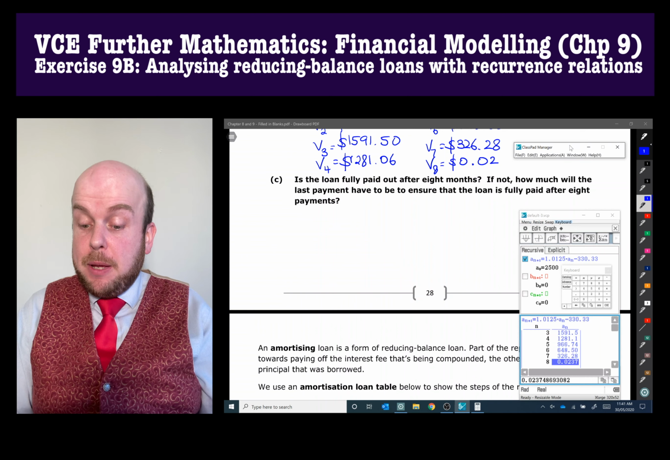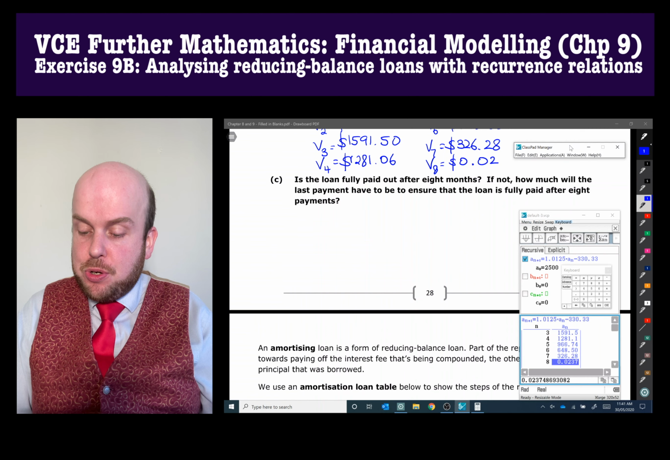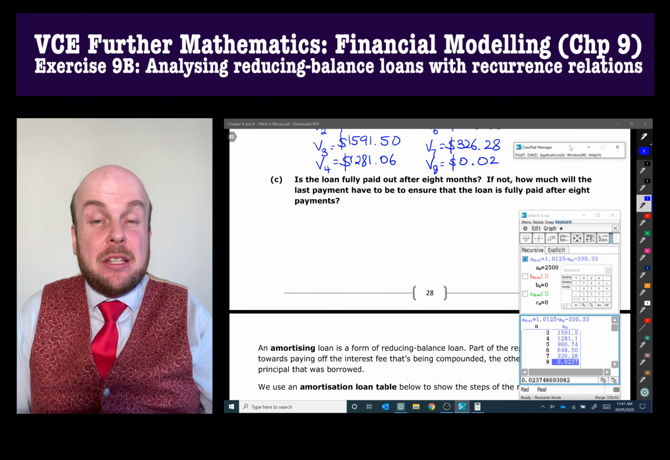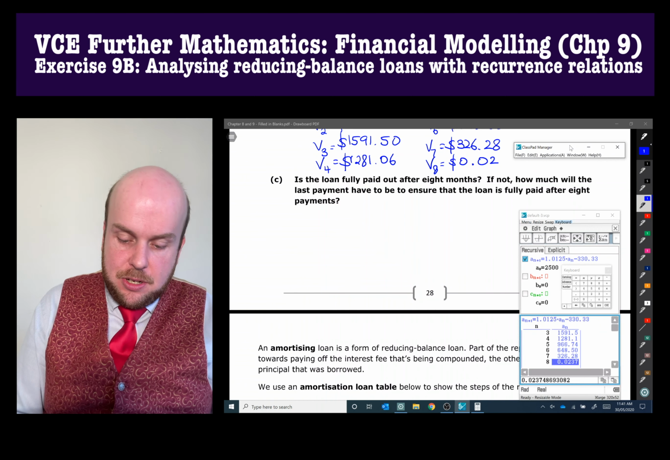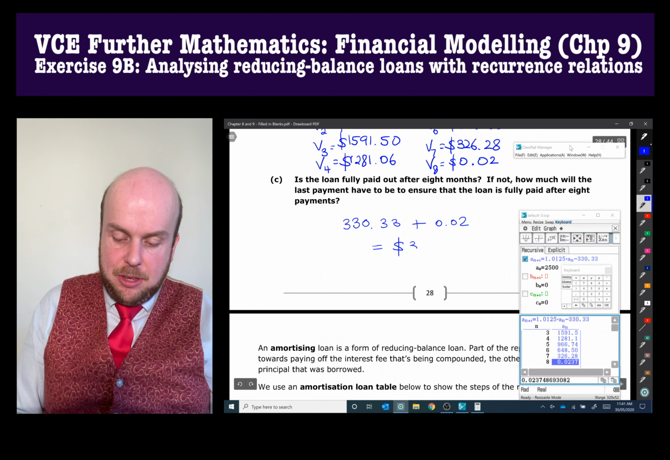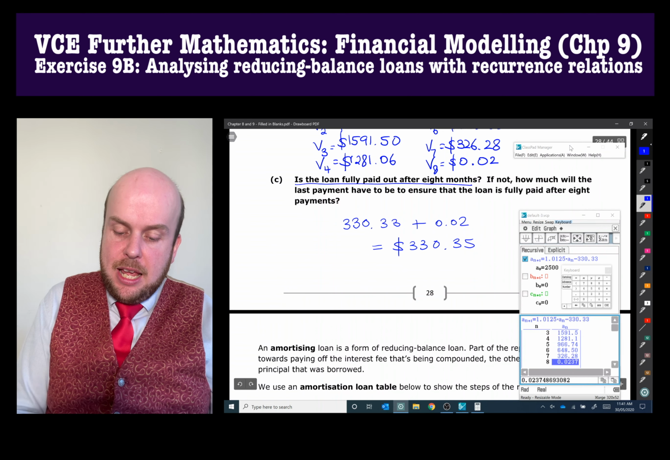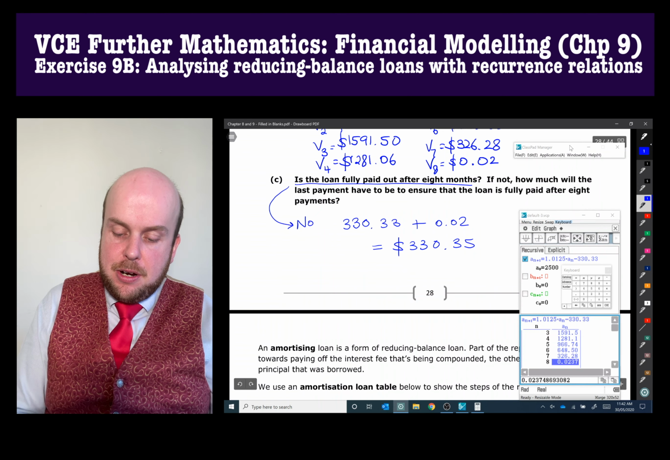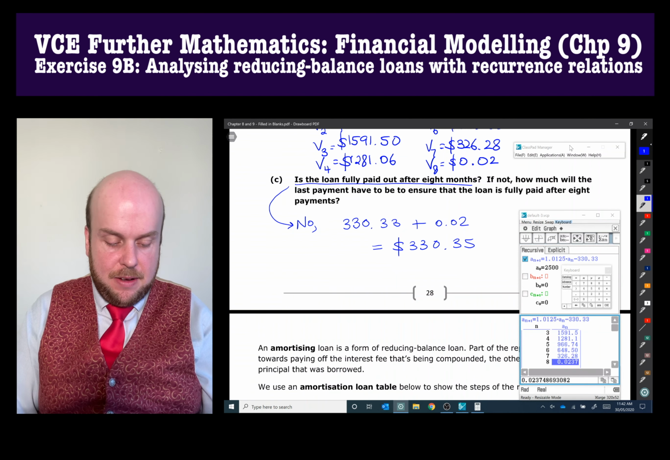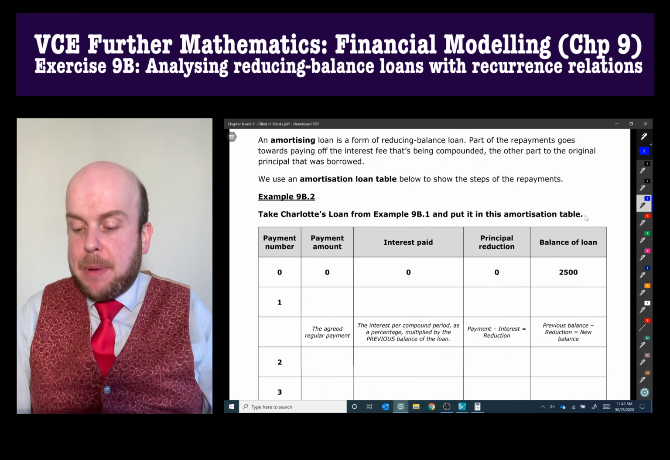C. Is the loan fully paid out after 8 months? If not, how much will the last payment have to be to ensure that the loan is fully paid after 8 payments? V8, so that's telling me that the loan has 2 cents left. So all we need to do is take the payment, add 2 cents, so the final payment has to be $330.35. So I better answer the question, is the loan fully repaid? No. The payment has to be $330.35. An amortising loan is a form of reducing balance loan.